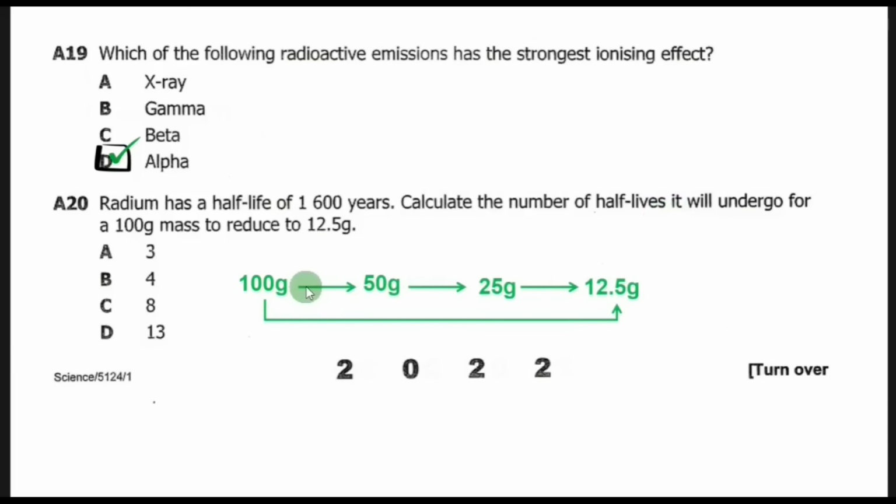So you have 1, 2, 3. You have the first half-life here, the second half-life, the third half-life. So there are 1, 2, 3. So there are 3 half-lives, which means your answer is A.